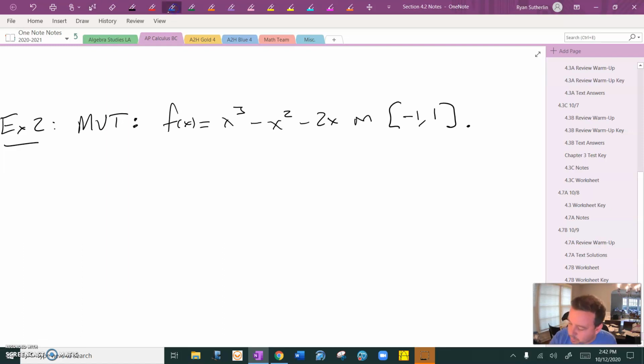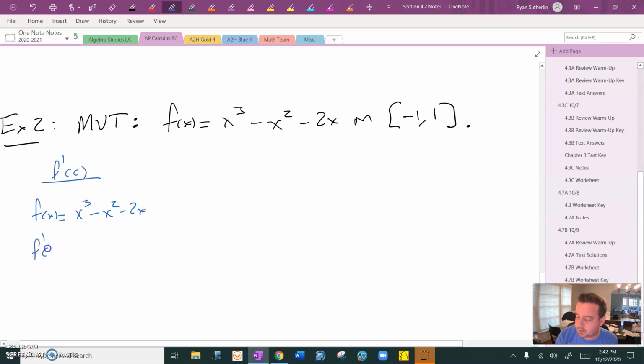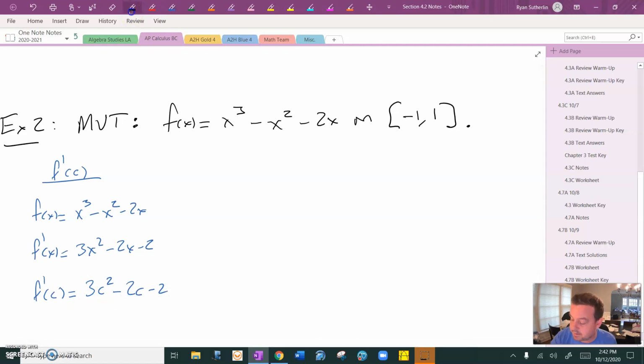Okay, I'm going to go through the problem exactly like I did the last one. So if f of x is x cubed minus x squared minus 2x, our derivative just uses the power rule, so 3x squared minus 2x minus 2, and then f prime of c just means I'm replacing the x with the c.